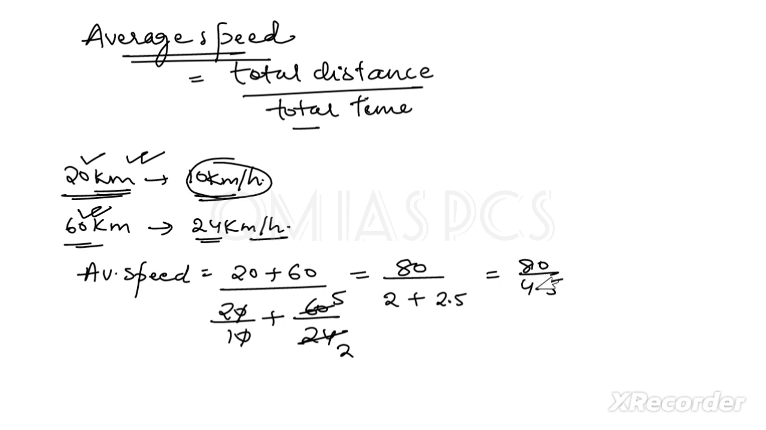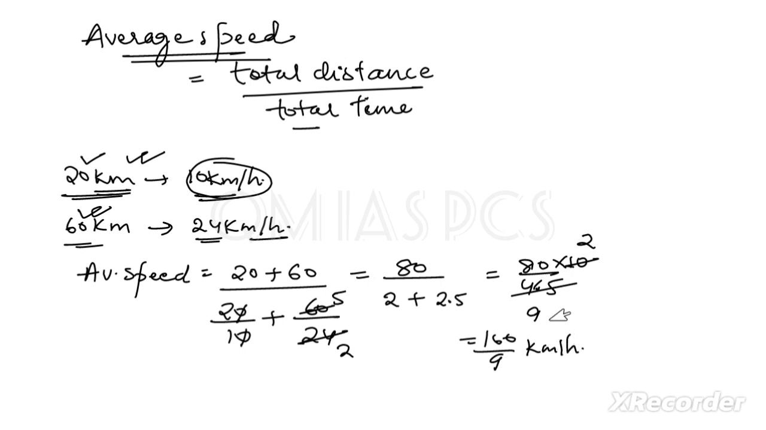Now if you wish you can remove this decimal, it will be 10 here, and by 5 it will be 9, by 5 it will be 2, so we will get 160 by 9. Now you can convert it into decimal or into a mixed fraction, your wish. So average speed is equal to 160 by 9 kilometer per hour.